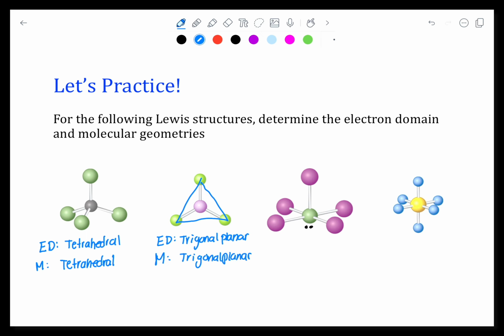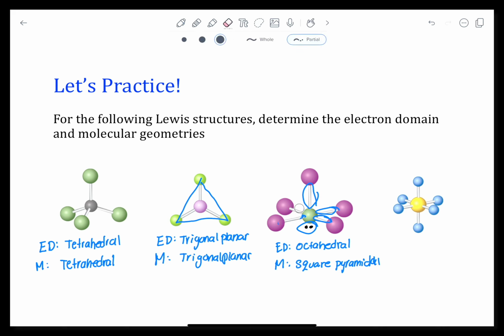Okay, our next one, the one with the secret lone pairs. Our electron domain geometry, well, we have 1, 2, 3, 4, 5, 6 electron domains. Those lone pairs count as an electron domain. So this is octahedral. 6 electron domains is octahedral. If we have 5 bonds and 1 lone pair, that means our molecular geometry is square pyramidal.